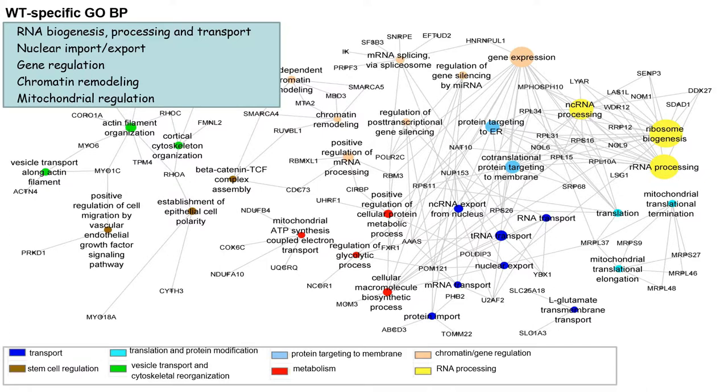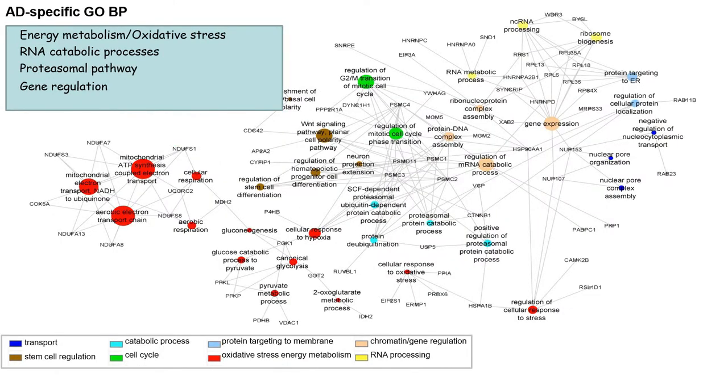The same analysis performed on AD neural stem cells displayed that NAP is associated with proteins belonging to molecular processes such as energy metabolism, oxidative stress, RNA catabolic processes, proteasomal pathway, and gene regulation. To further analyze this data, we applied the KEGG database analysis to find the main pathways in which genes associated with NAP are involved. And we found pathways of neurodegeneration, Alzheimer's disease, oxidative stress, mitochondrial dysfunction, proteasomal and catabolic processing.